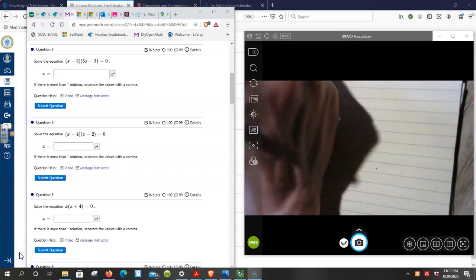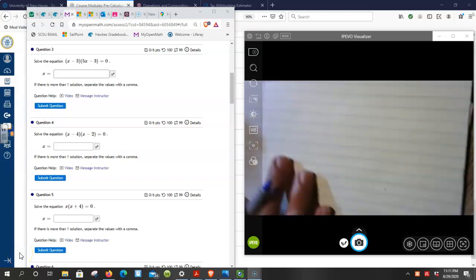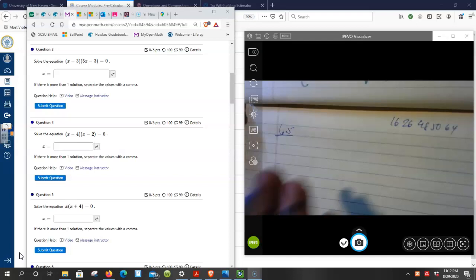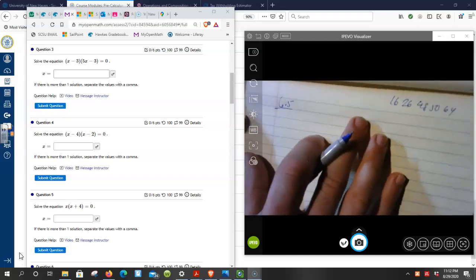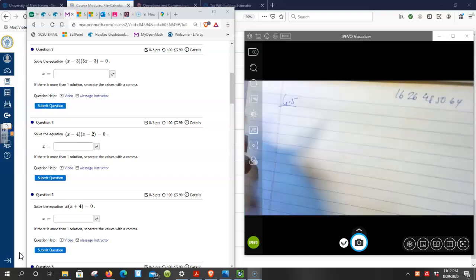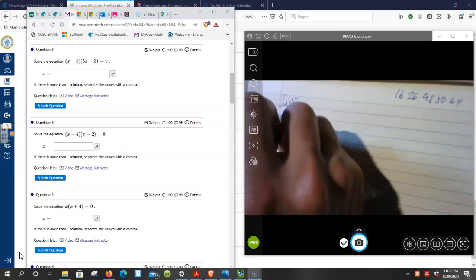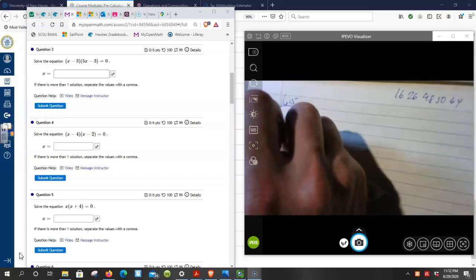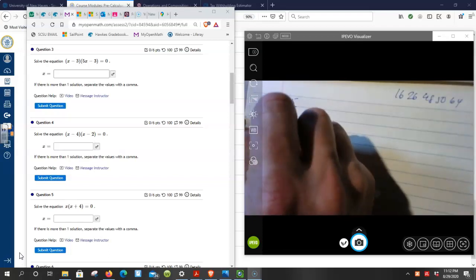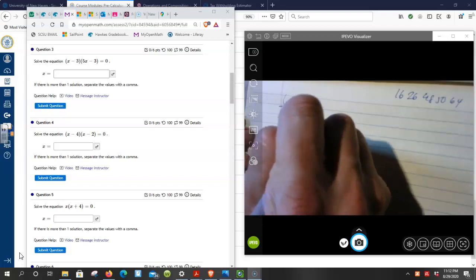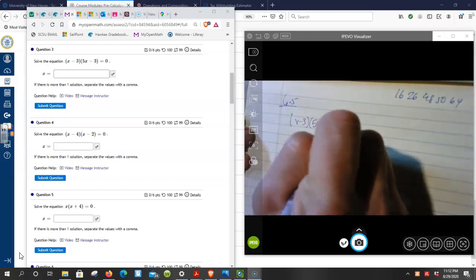Alright, so in section 6.5, we're now talking about using these factoring skills to solve equations. So you're going to have equal signs now, and you're going to use the zero property. For instance, like number 3 there, you've got x minus 3 times 5x minus 3 equals 0.